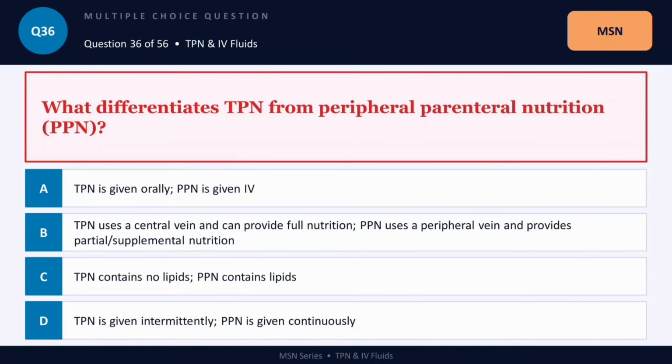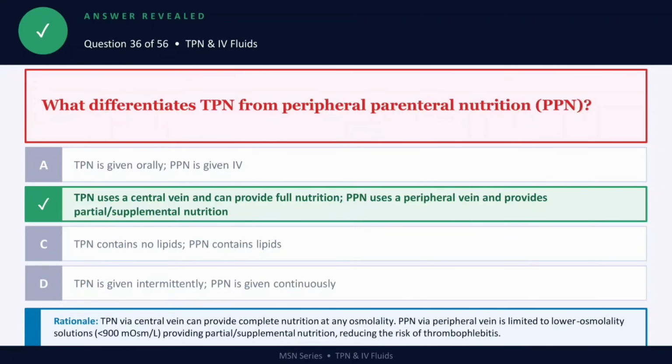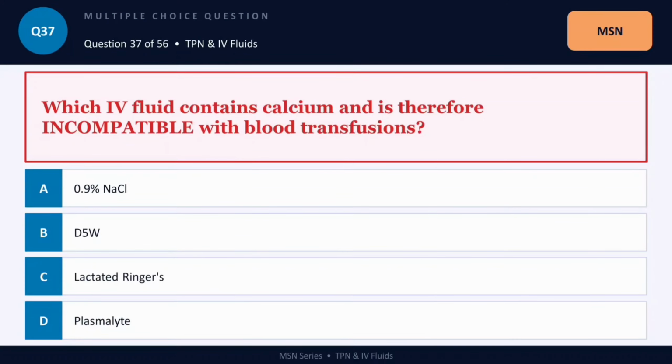The correct answer is option B. TPN uses a central vein and can provide full nutrition. PPN uses a peripheral vein and provides partial or supplemental nutrition. Rationale: TPN via central vein can provide complete nutrition at any osmolality. PPN via peripheral vein is limited to lower osmolality solutions, providing partial supplemental nutrition, reducing risk of thrombophlebitis.